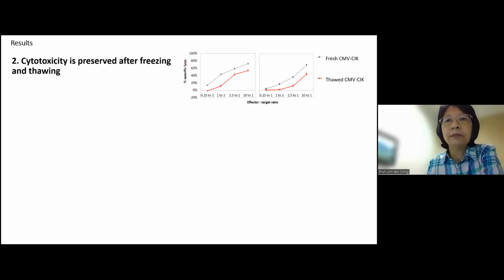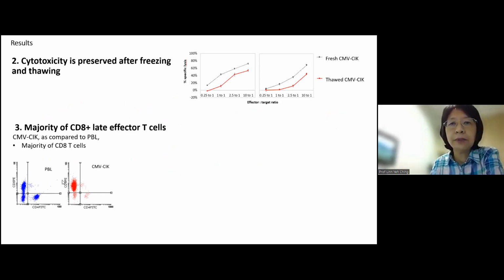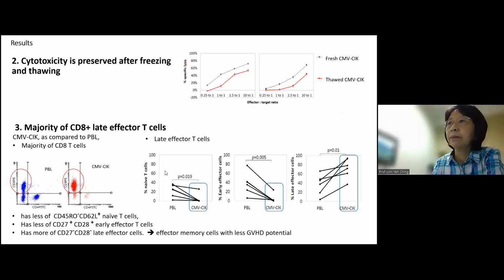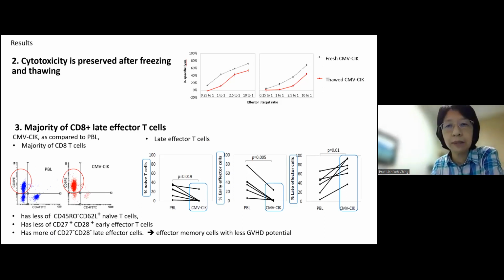So since the purpose is for off-the-shelf use, we verified that frozen CMV CIK can still kill target cells upon thawing, although at about 10 to 15% lower than the fresh counterparts. And after culture, CMV CIK are mainly CD8 T cells as compared to pre-culture lymphocytes. And compared to starting lymphocytes, they have less naive T cells, less early effector T cells, and instead a higher proportion of late effector T cells. And actually, this may explain the clinical observation of a lower incidence of GvHD when polyclonal CIK is used in an allogeneic setting.